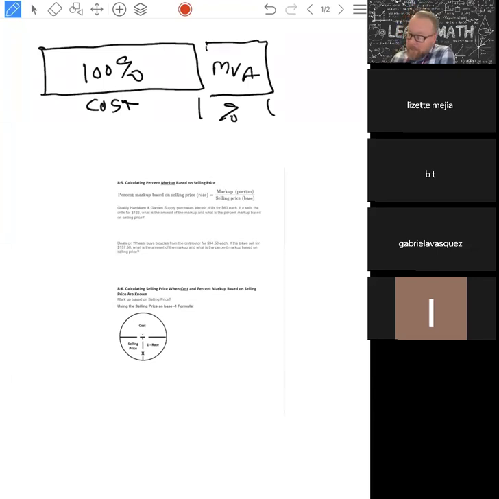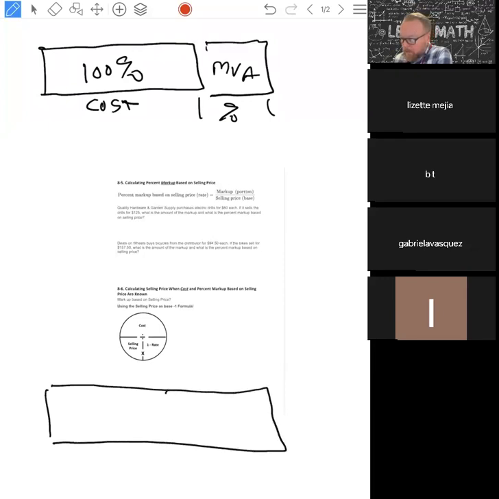When it comes to selling price, however, it's a little different. Sometimes we don't know the cost. In other words, I don't know what I paid. Sometimes retailers buy many items at different times at different prices, and they have a whole inventory of stuff. And they're like, I don't even remember what I paid for those. I don't have good records. But I do know what they'll sell for, and I know what I want to make on them.